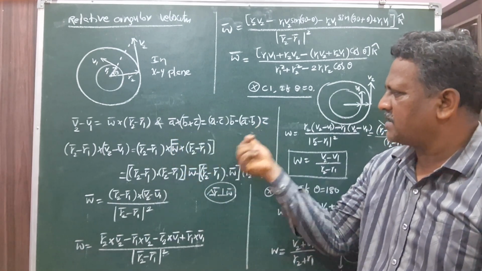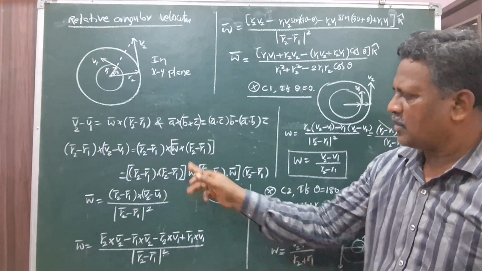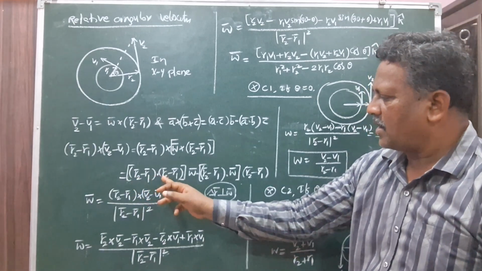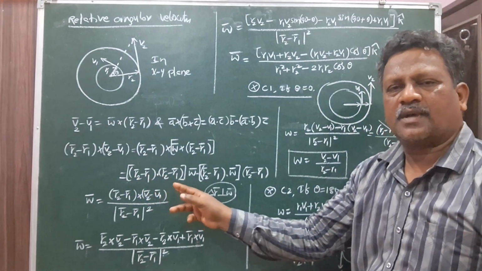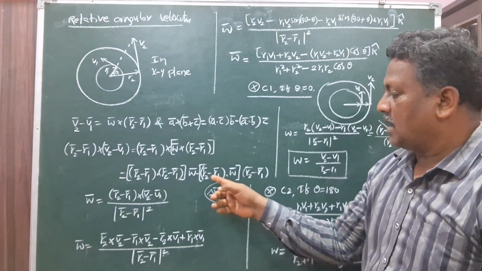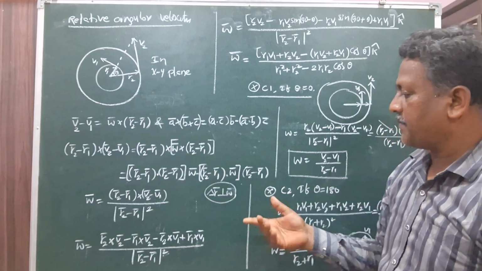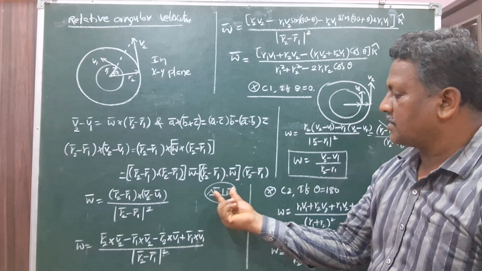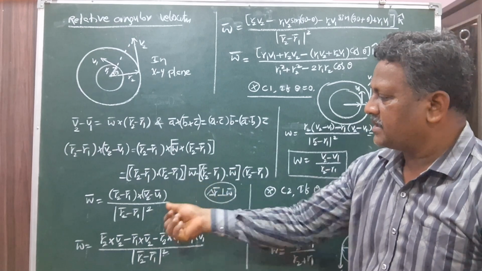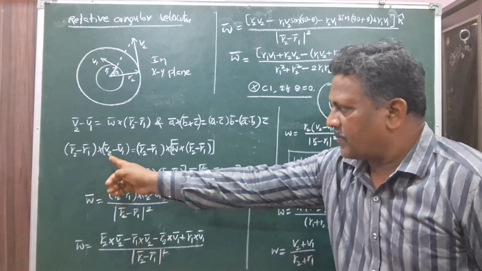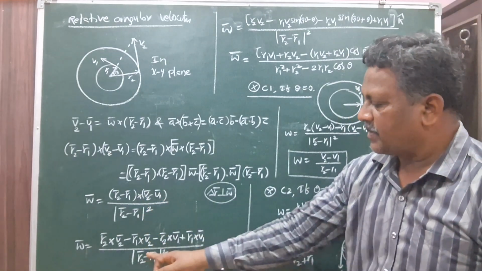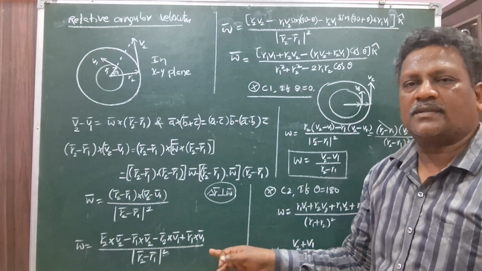If you expand this equation, you finally get r2 minus r1 dot r2 minus r1 bar, which is r2 minus r1 whole square. The angular velocity is normal to the plane of r2 minus r1, so the dot product of these two is equal to 0, and this term becomes 0. From this equation, angular velocity is rewritten as r2 minus r1 cross v2 minus v1 upon r2 minus r1 whole square. If you simplify it, you get the angular velocity.